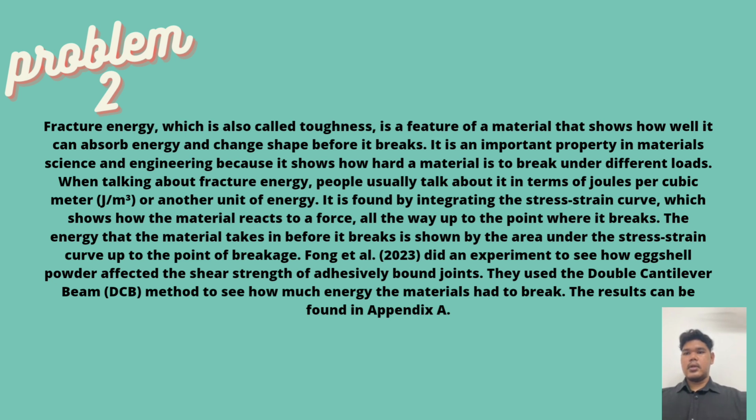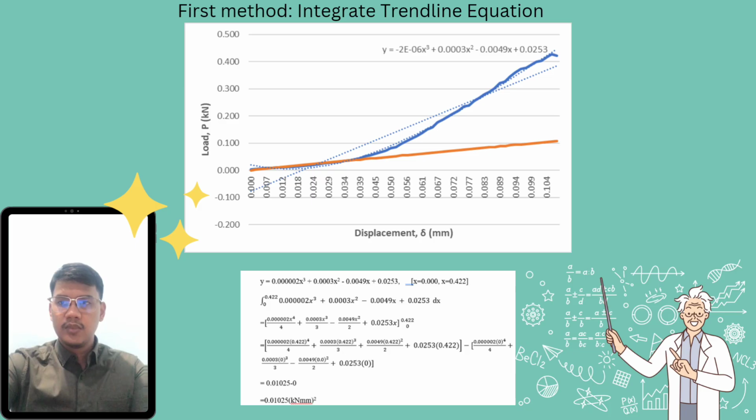Font et al. did an experiment to see how eggshell powder affects the shear strength of adhesively bonded joints. They used the double cantilever beam method to see how much energy the material had to break. The result can be found in Appendix A.